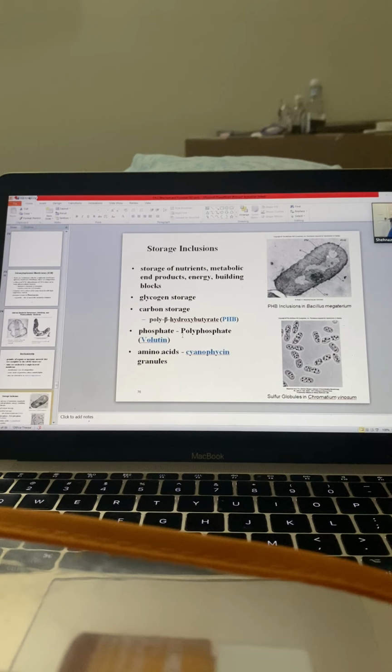Here in this case, in this Chromatium, you are finding these blobs inside the cell. These are all sulfur globules. So these bacteria are definitely sulfur metabolizing cells. Therefore, they have to store sulfur for themselves.